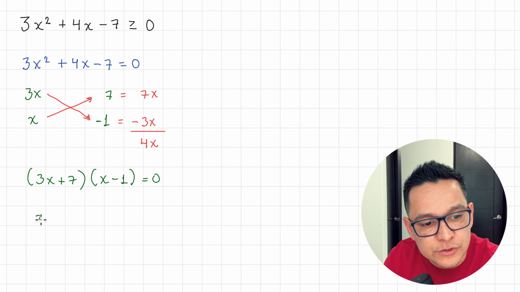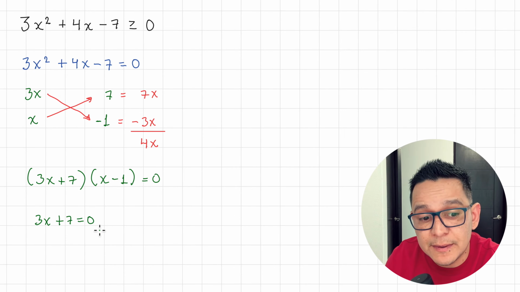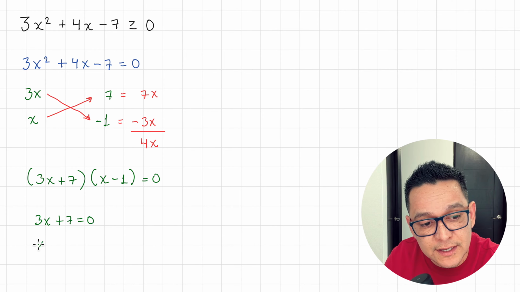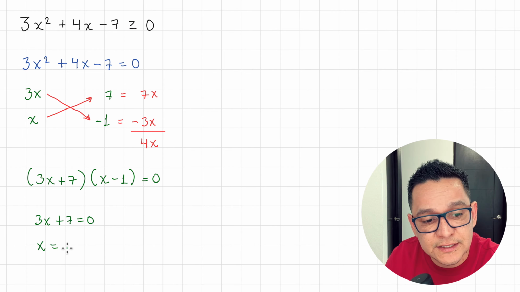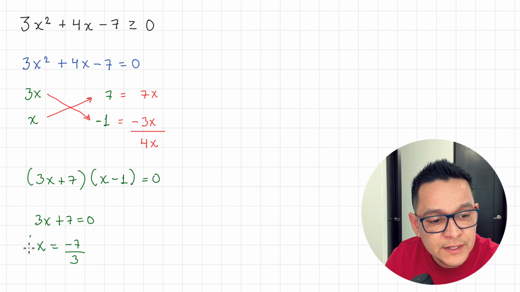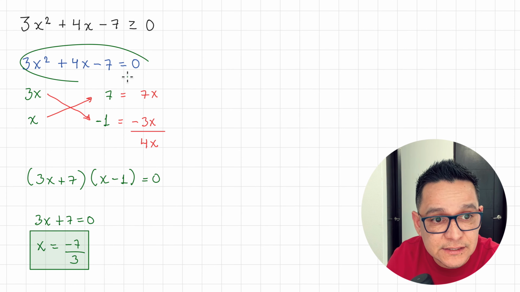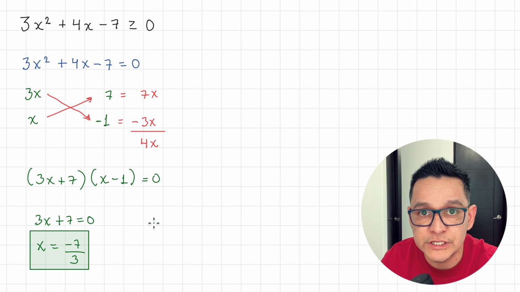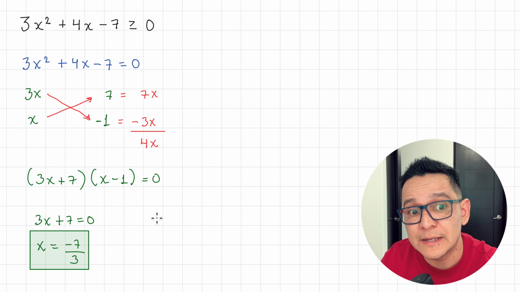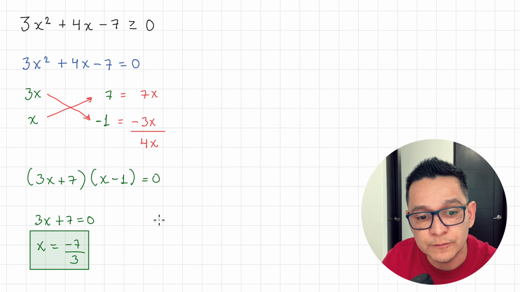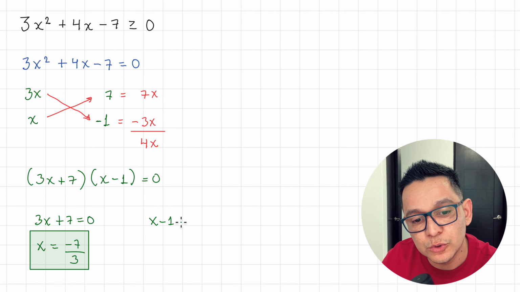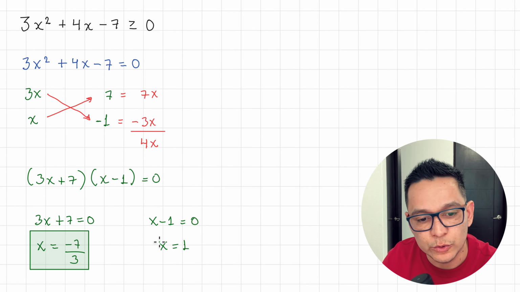So, let's do it. That gives me 3x plus 7 equals 0. And from here, we're going to solve for x. So what would x be equal to? Well, we can move this 7 to the other side by subtracting, and this 3 by dividing. So now we have that one of the two values of x that satisfy this equation is x equals negative 7 over 3. There's the first one. So how do we find the second? Well, with this other factor, we have x minus 1 equals 0. And it's very easy to solve here, right? x equals 1. Got it?